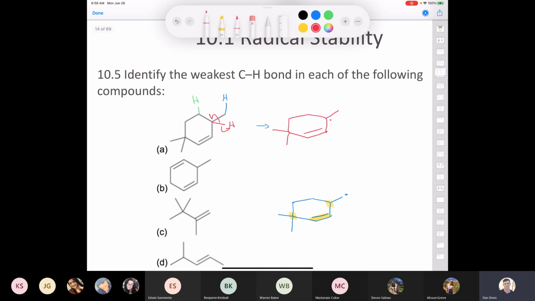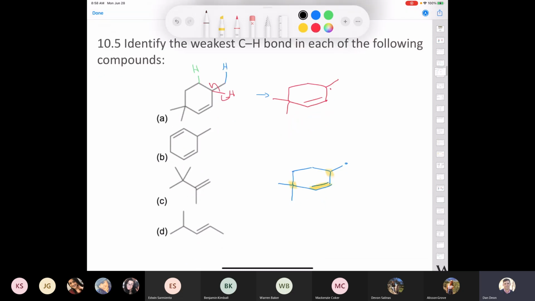There we go. So now you've got something that's tertiary and it's allylic, right? The first one that we had was just a primary radical. It's not very stable. Whereas this one is tertiary and it's allylic. Okay, and you could draw the resonance contributor like this. I'm not going to draw it, but now you can see that the carbon-hydrogen bond to the red proton is the weakest carbon-hydrogen bond.